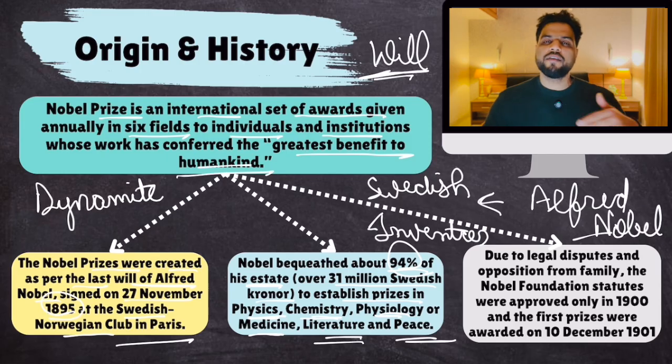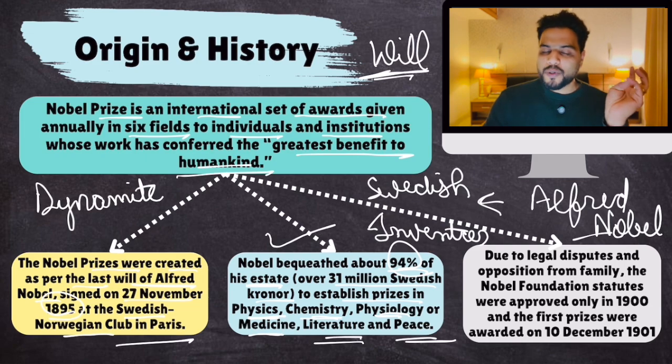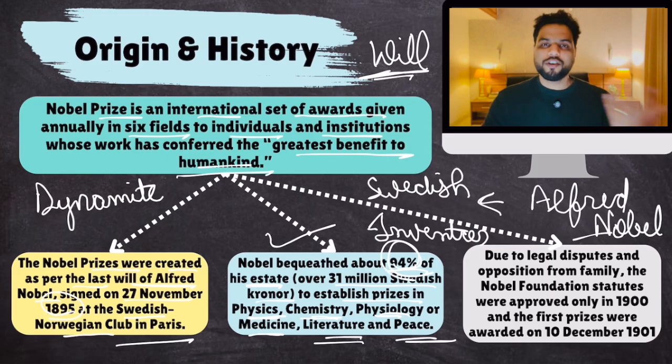Okay, and this would be given annually. Now, the fascinating thing is, when he wrote this will, his family members were not happy with this, because they lost 94% of their property. So they fought a lot of cases also against this will. They ultimately lost, but this entire legal battle took another 5-6 years.